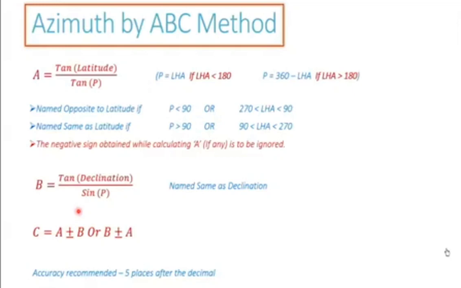If A and B are of the opposite names, then we subtract the smaller one from the bigger one and retain the name of the bigger one. So same names are to be added. Opposite name, the smaller one is to be subtracted from the bigger one. For the naming of C, if both A and B are of the same name, C is also of the same name, and if A and B are of the opposite name, C gets the name of the bigger value, whichever is greater between A and B. So this is the formula with which we can obtain C. Once C is obtained, then we can use it in the azimuth formula.